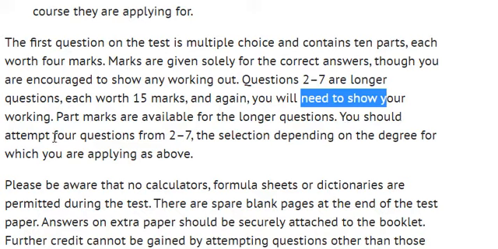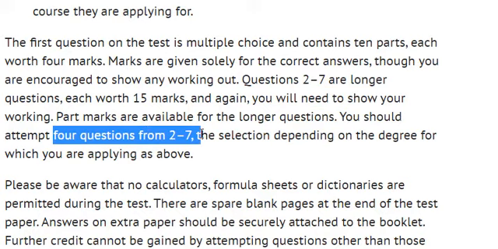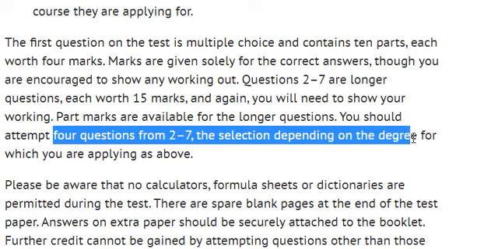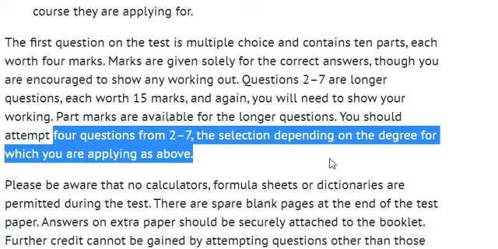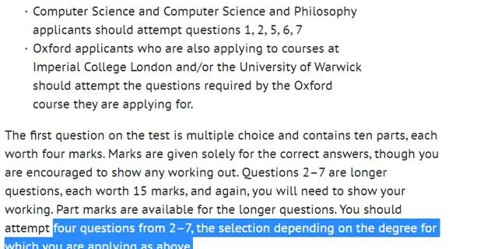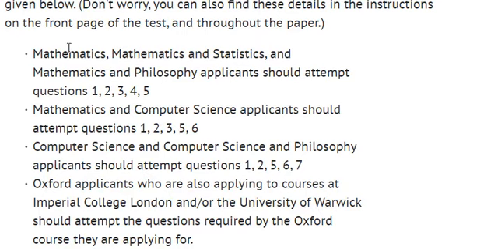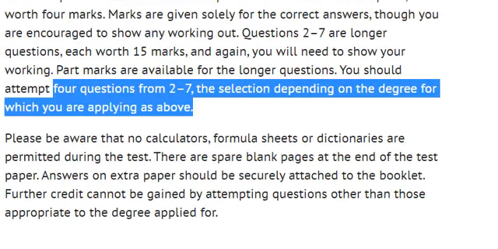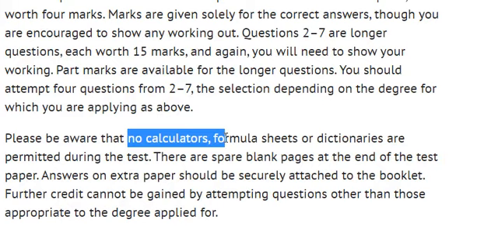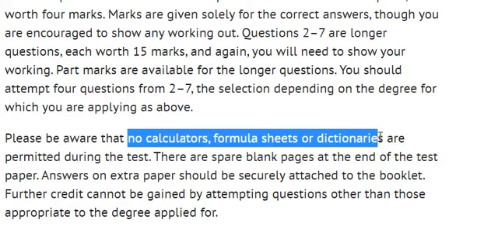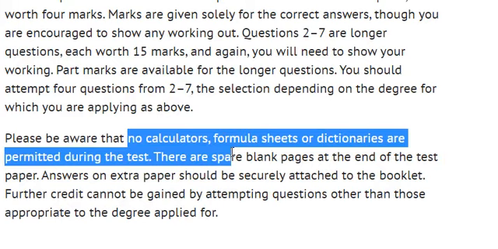You should attempt 4 questions from 2 to 7. The selection depending on the degree for which you are applying is given above. If you are applying for, let's say, statistics or mathematics and philosophy, then the selection depends on the degree. No calculators, no formula sheets, no dictionaries are permitted during the test.